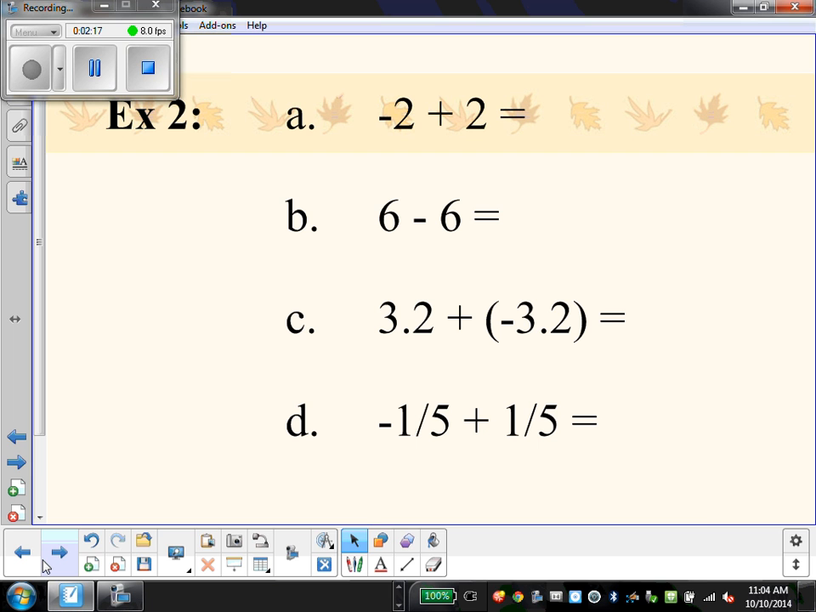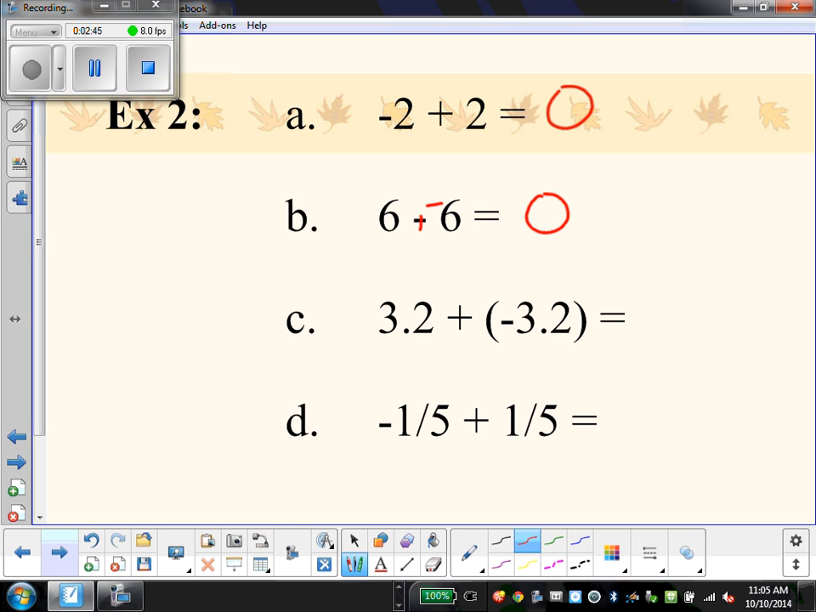So negative 2 plus 2, you don't necessarily need your number line. If you recognize, hey, those are opposites, they're going to equal 0. Okay? If you lose $2 and then you gain $2, you've now broken even. 6 minus 6, that is the same as 6 plus negative 6. They are opposites, they equal 0. And you already knew 6 minus 6 equaled 0, but now you know it's because of the additive inverse property.